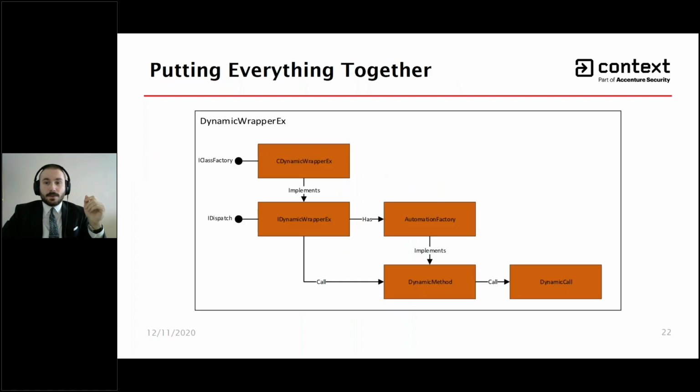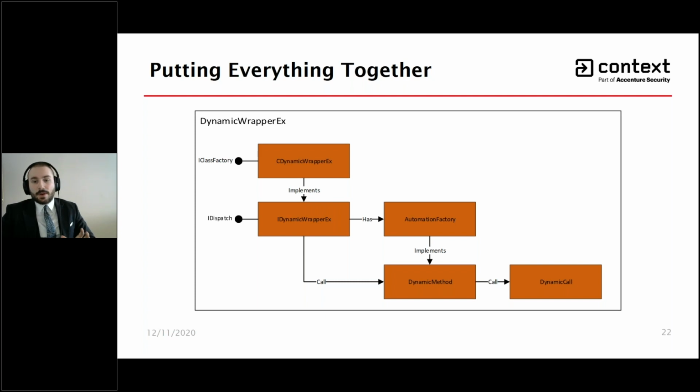So let's quickly put everything together before going through the actual registration-free part of it. We have an automation server called DynamicWrapperEx, which has a class called CDynamicWrapperEx, which derives from IClassFactory. I'm not covering that here, but it's a handy way to create an instance of a COM interface and COM component, which is perfectly fine because this is what we want.